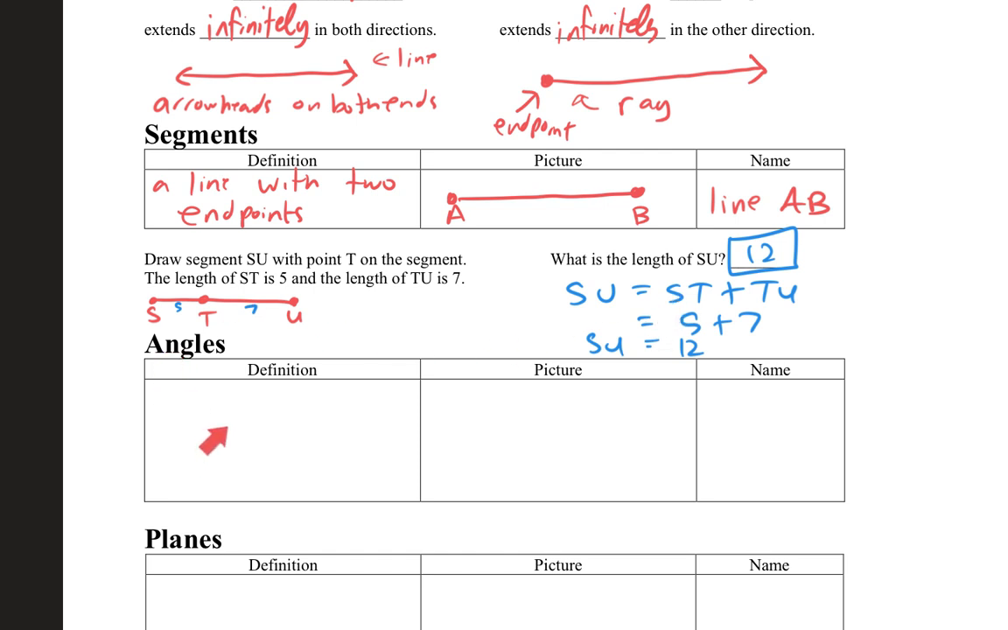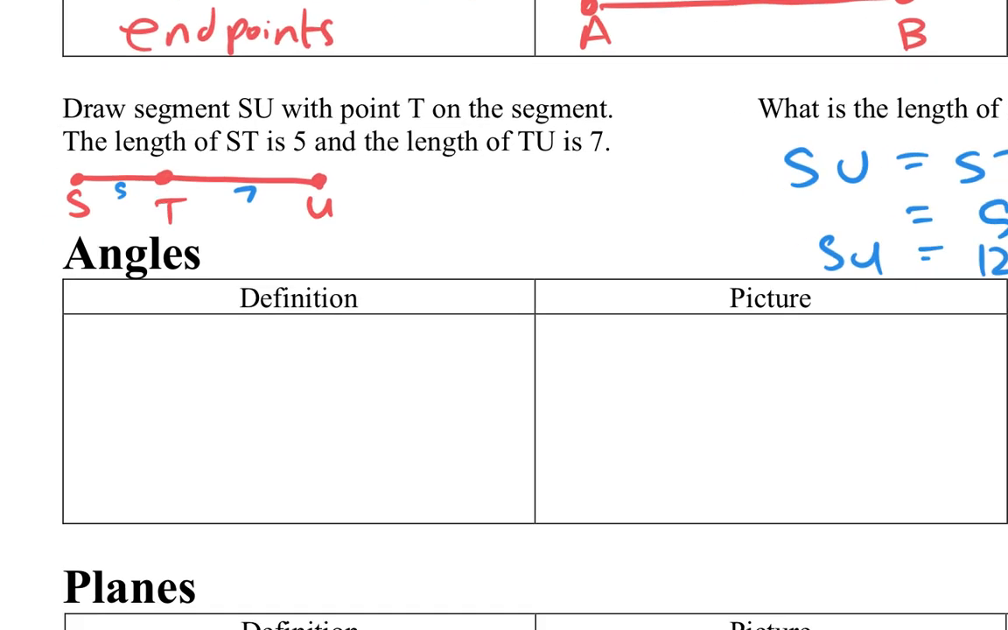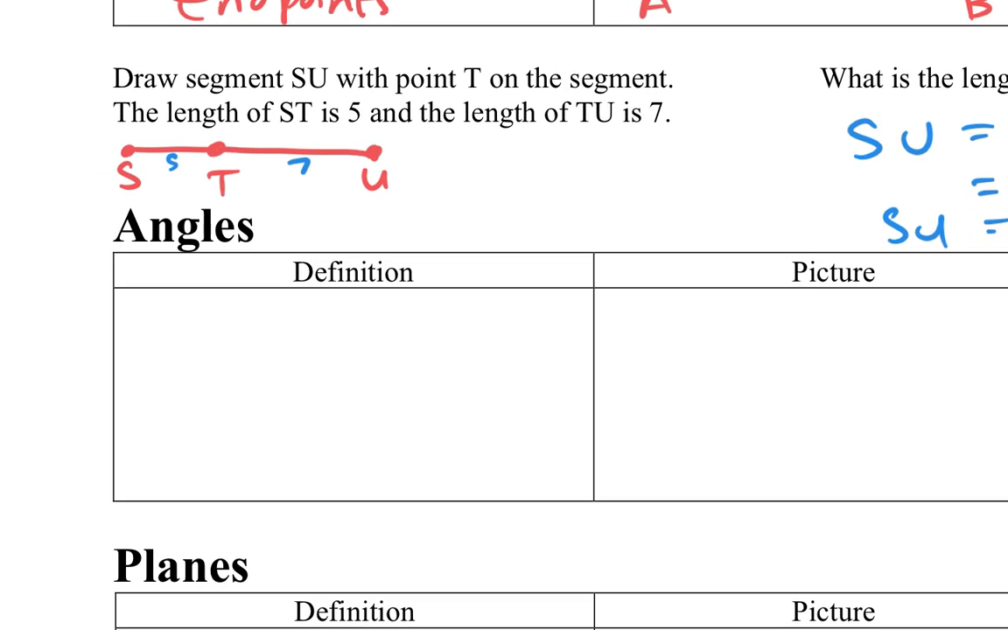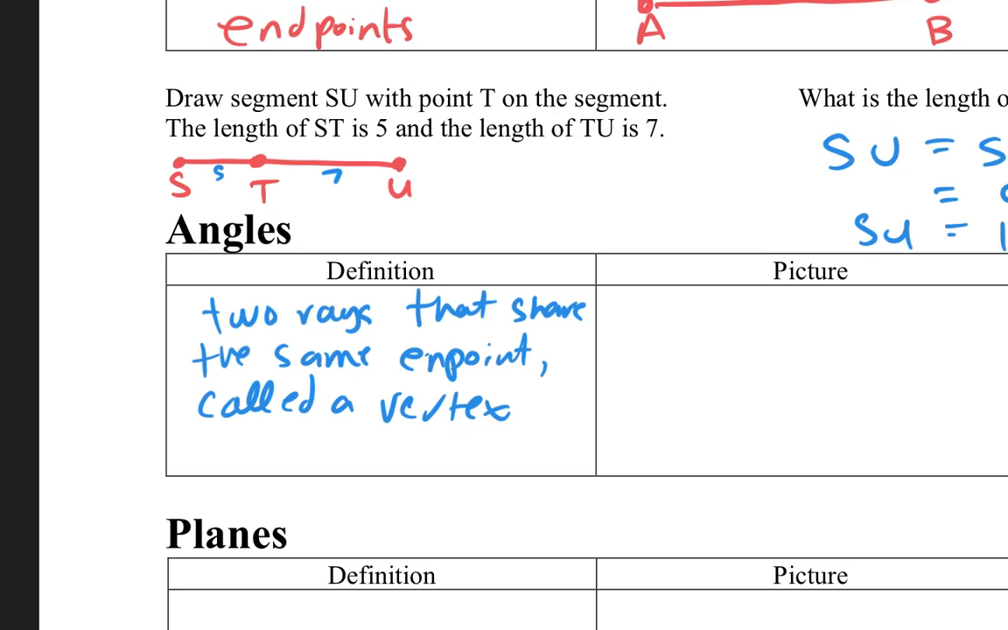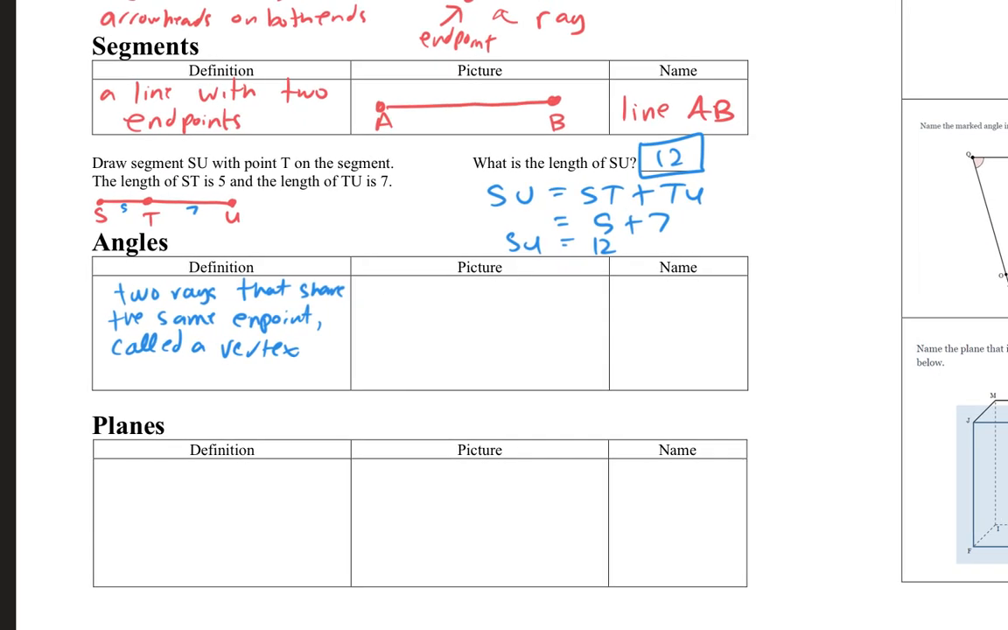All right, next let's talk about an angle. Okay, so you've seen angles before. An angle is two rays that share the same endpoint called a vertex. Two rays that share the same endpoint called a vertex.